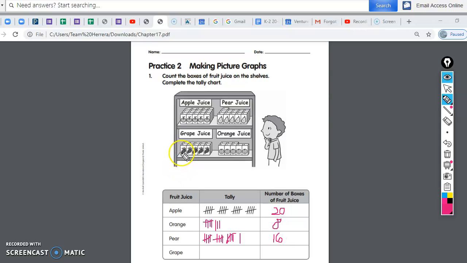The next one is grapes. So I have one row of 5. So I'm going to make my first set of 5 tallies, and I have another row of 5.